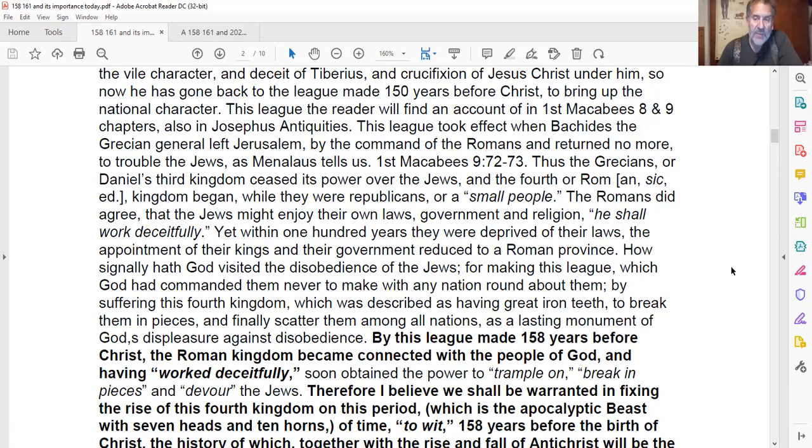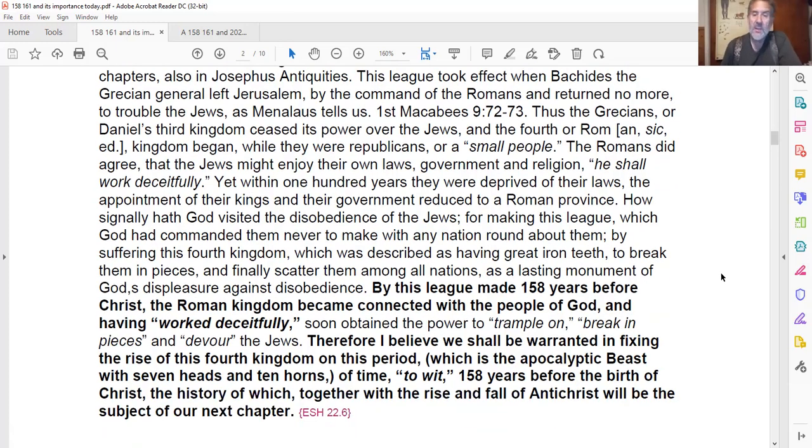By this league made 158 years before Christ, the Roman kingdom became connected with the people of God and worked deceitfully. Soon obtained the power to trample on, to break in pieces, and to devour the Jews. Therefore, I believe we shall be warranted in fixing the rise of the fourth kingdom on this period, which is the apocalyptic beast with 7 heads and 10 horns of time, to wit, 158 years before the birth of Christ, the history of which, together with the rise and fall of Antichrist, will be the subject of our next chapter.